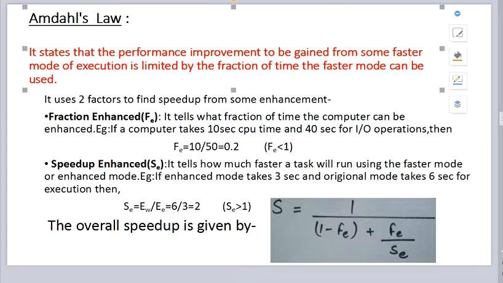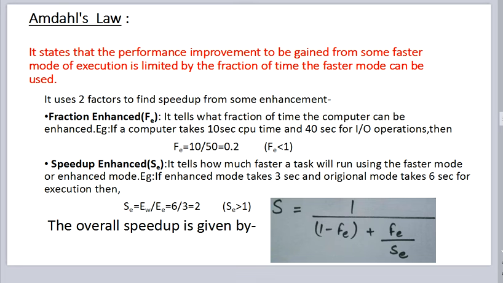Next is Amdahl's law. It states that the performance improvement to be gained from some faster mode of execution is limited by the fraction of time the faster mode can be used. This law is used to find the overall speedup in a system due to some enhancement. Now, Amdahl's law uses two factors to find the speedup from some enhancement. First one is fraction enhanced, second is speedup enhanced.